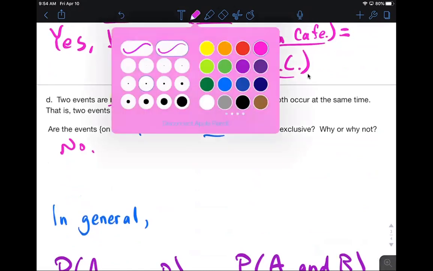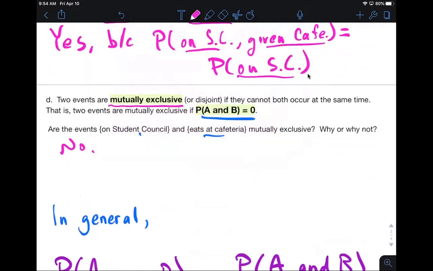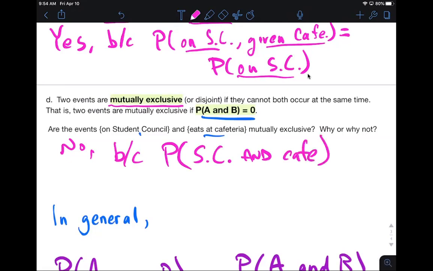All right, and just to be kind of short here, we would say no, because the probability of student council and eating at the cafeteria, which I'm using as shorthand right there, does not equal 0. All right, if it does not equal 0, then the events are not mutually exclusive. Okay, so that's a longish treatment there of these two problems.